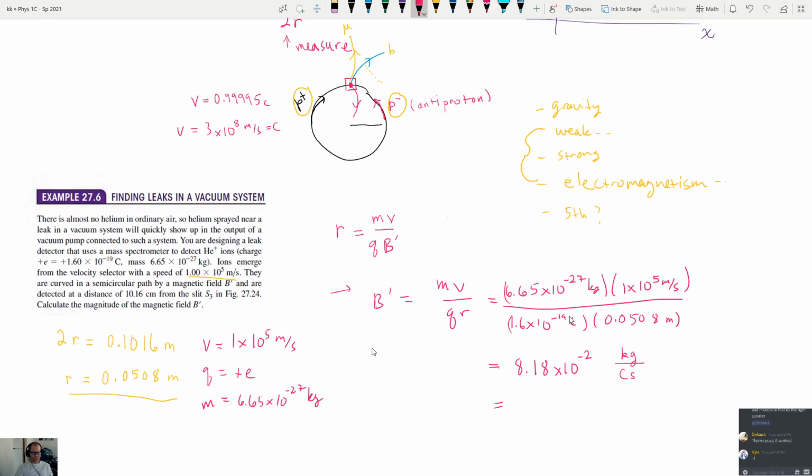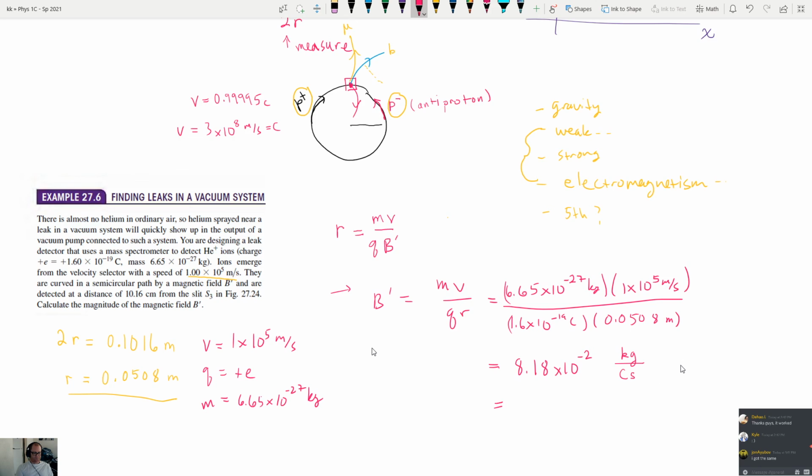Let's see, negative 27 minus negative 19 would be negative 8. Negative 8 plus 5 would be negative 3. It seems reasonable to me, because then this is 10 to the negative 2. Order of magnitude-wise, that looks fine. Anyone else get the same answer? So, kilogram per coulomb second.